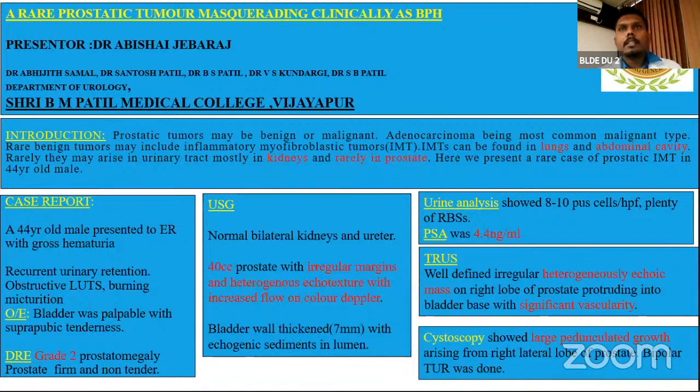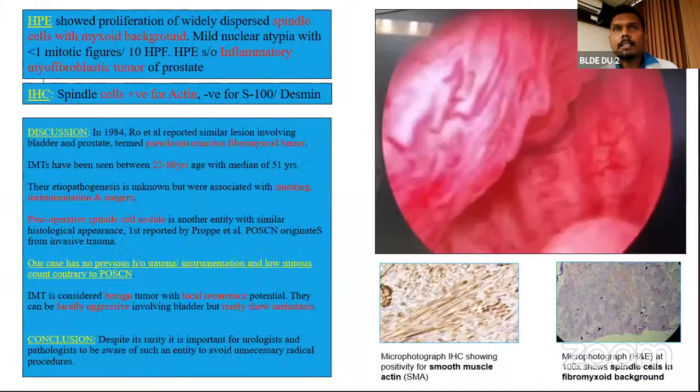So the patient was subjected to transurethral resection of the prostate because of recurrent urinary retention, and the cystoscopy showed a large pedunculated mass on the right lobe of the prostate. So the TURP chips were sent for histopathology, which showed a proliferation of widely dispersed spindle cells with a myxoid background, with mild nuclear atypia with less than 1 mitotic figure. So this was suggestive of an inflammatory myofibroblastic tumor, and it was confirmed with IHC, which showed spindle cells positive for actin and negative for S100 and desmin.